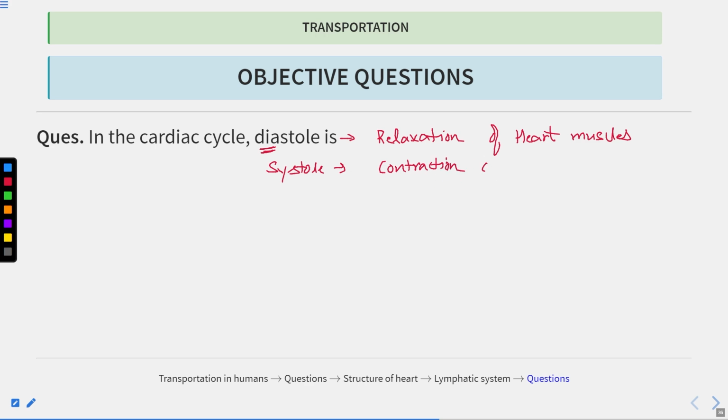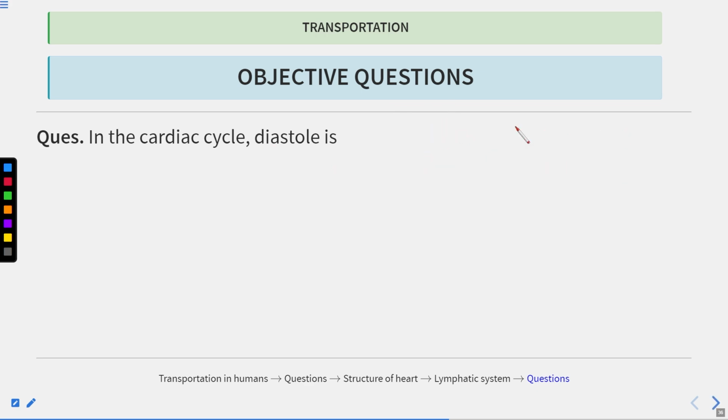So this contraction and relaxation generates a heartbeat. Clear? And it also generates the blood pressure. One is systolic blood pressure, that is generated by the contraction of the heart muscle, and diastolic pressure is generated when the heart muscles relax.